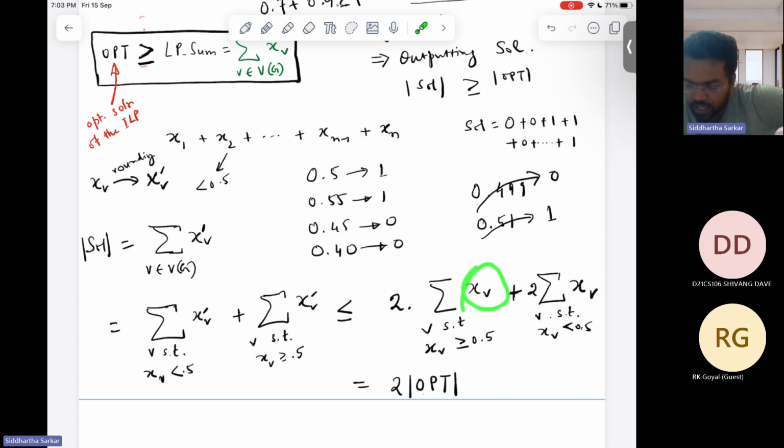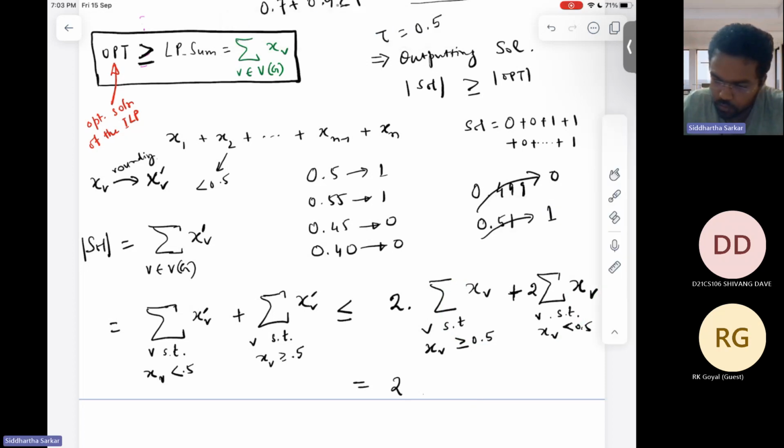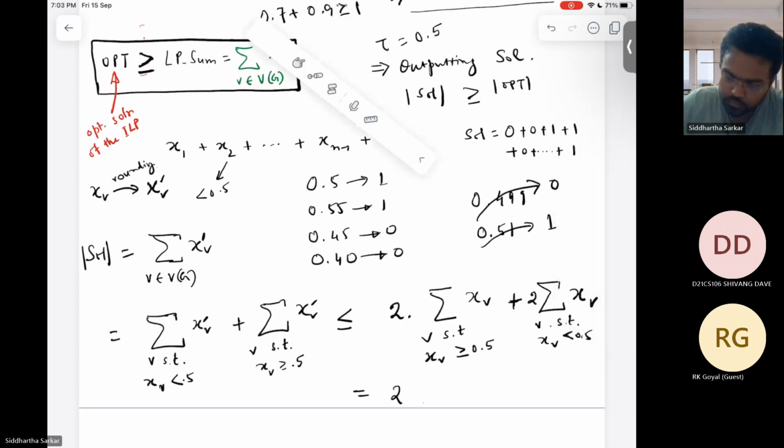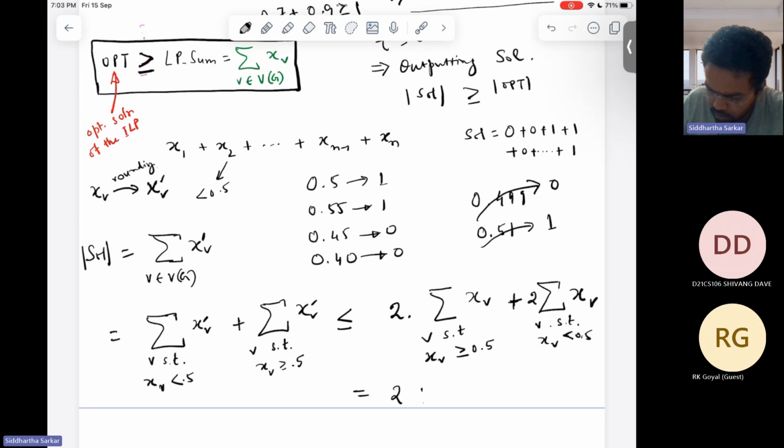So now on the right hand side we have only xv's, the sum of xv's. On the left hand side we have the sum of x dash v's. The sum of xv's taken over all the vertices is nothing but the LPOPT, and we have already argued this. So this is nothing but LP sum, and we have already seen that LP sum is the minimum, so this is less than or equal to 2 OPT. We have already seen here that LP sum is upper bounded by OPT.